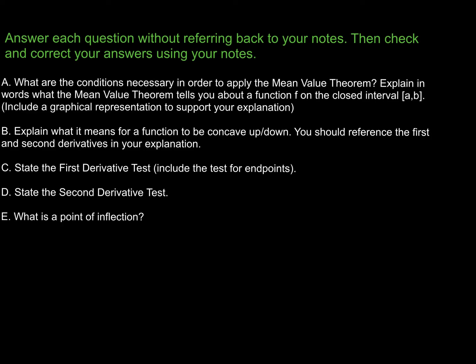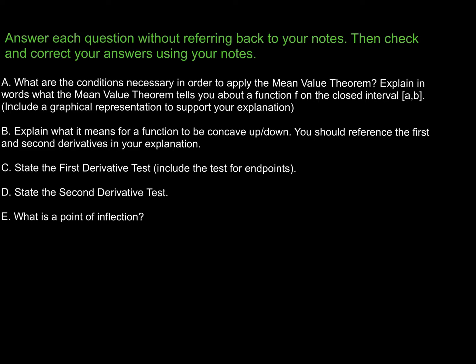Okay, first thing, the mean value theorem. To put it very succinctly, the conditions that are required are that the function is continuous on the closed interval from a to b and differentiable on the open interval from a to b. Then, if that's the case, what the mean value theorem tells you is that if you look at the average rate of change between the endpoints a and b, there's got to be at least one point along your curve where the instantaneous rate of change, in other words, the derivative at that point, is equal to the average rate of change.